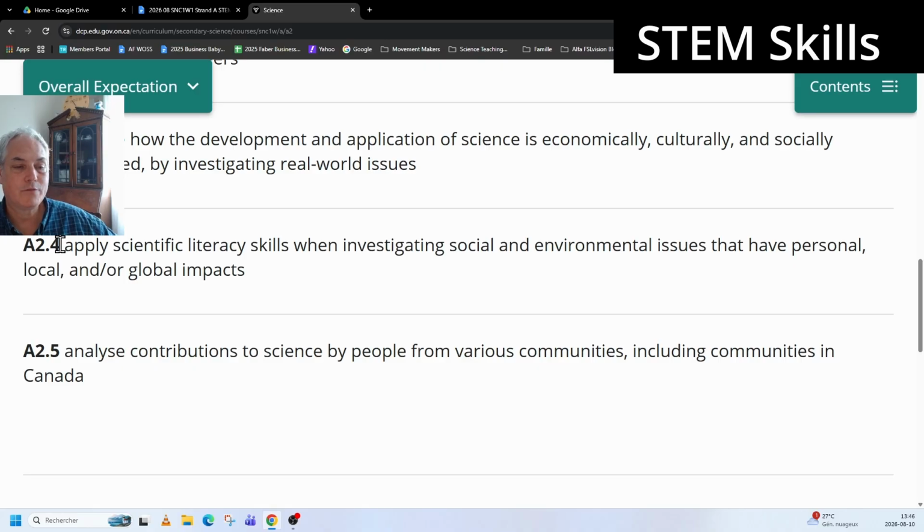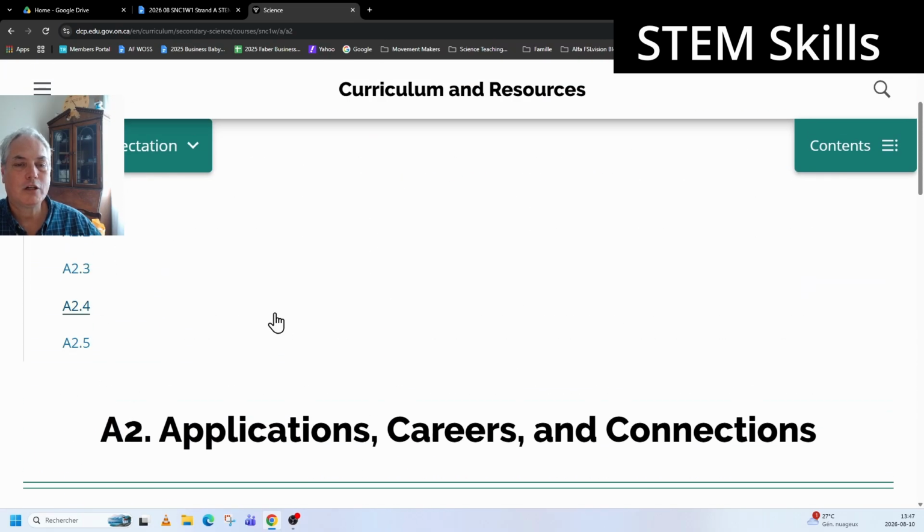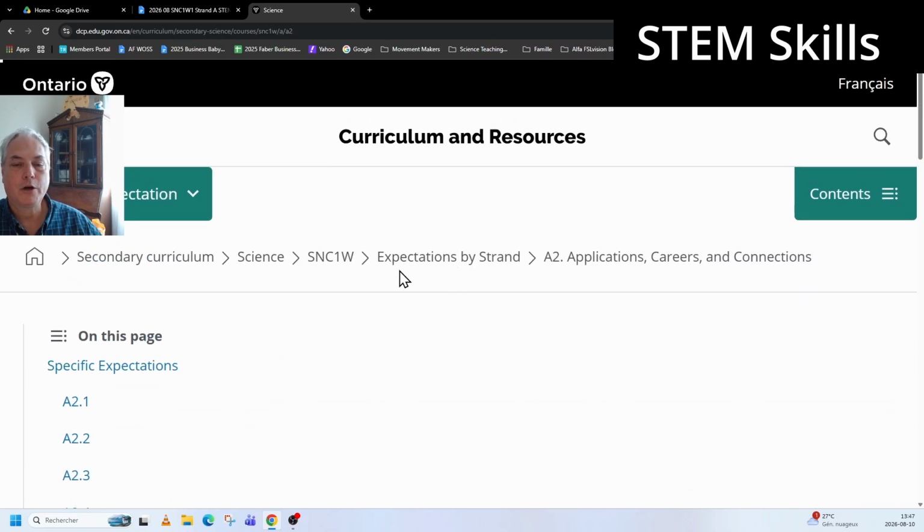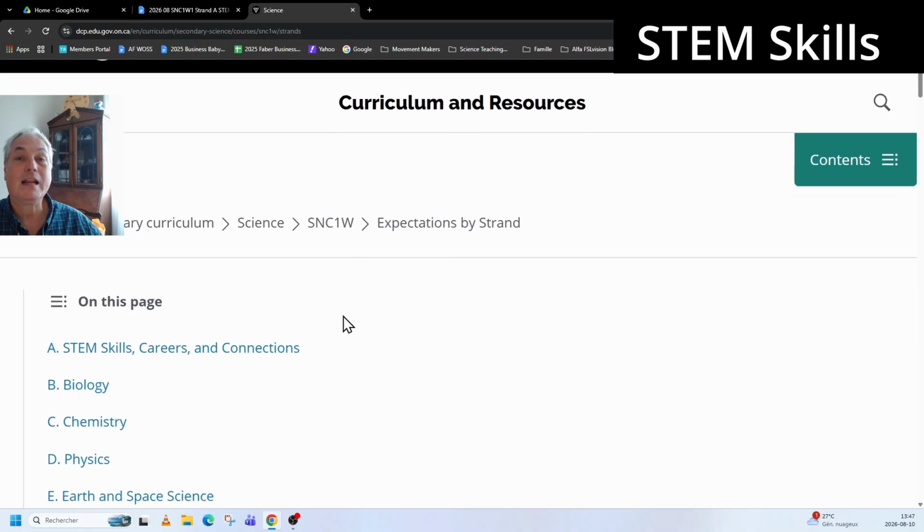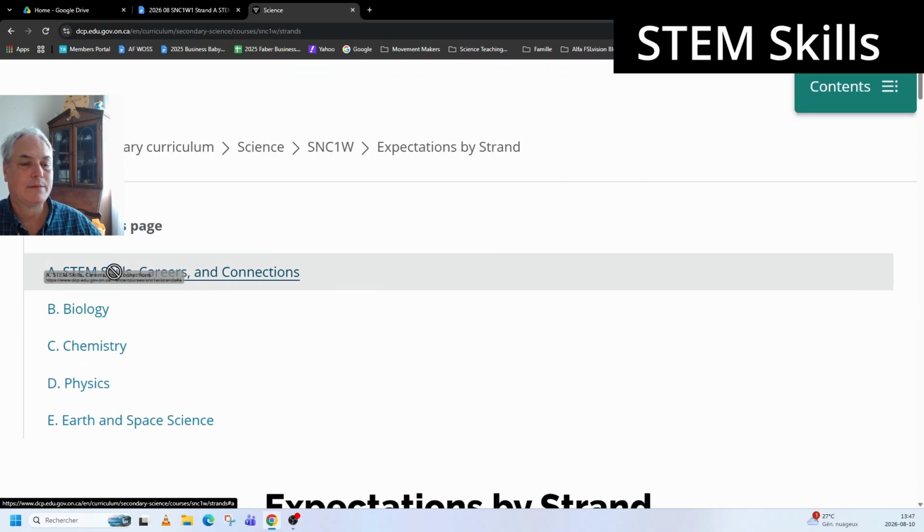And 2.5, we have: analyze contributions to science by people from various communities, including communities in Canada. So including First Nations, new immigrants coming to Canada, and communities across Canada. Canada is a huge country. We're going to see if I can get any examples from different parts. And this is what we've got here with the first part of our course this year on STEM skills.